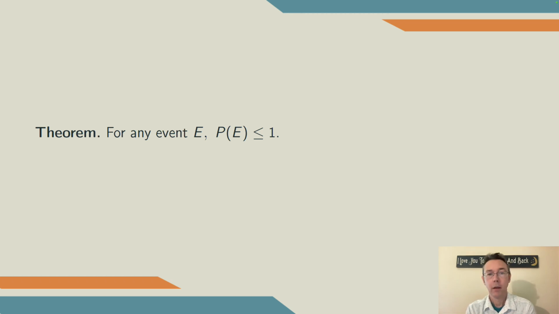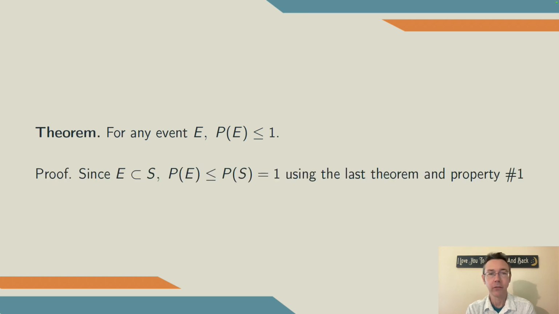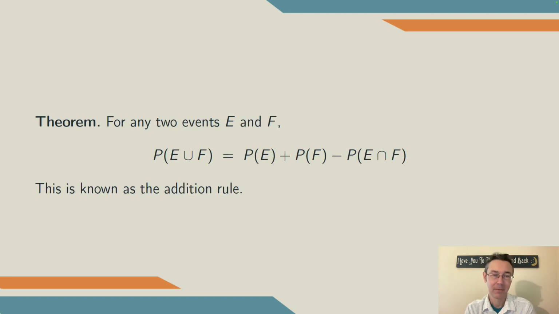Another quick one. For any event E, the probability of E is less than or equal to 1. So the key observation here is that E is a subset of the sample space, which has probability of 1. And therefore, we can use that last theorem that we just proved: probability of E less than or equal to the probability of S, therefore probability of E less than or equal to 1.